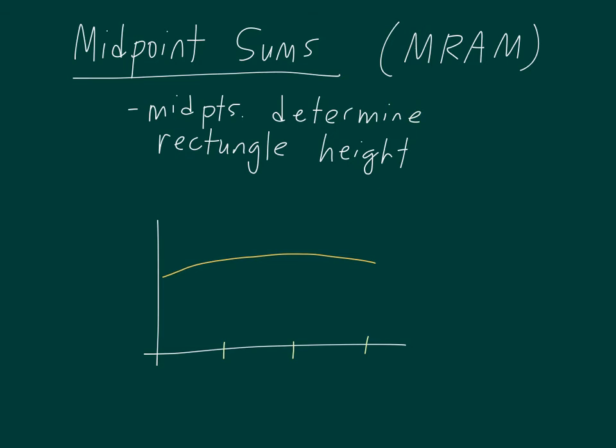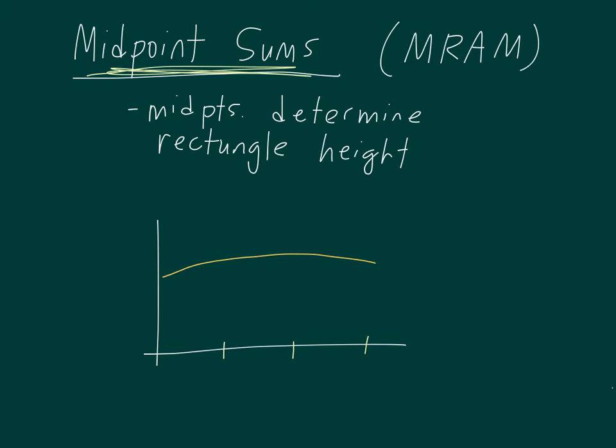The last technique is called midpoint sums. So rather than going up on the left side or the right side to determine our rectangle height, sometimes we're told to use midpoint sums. This is where we're going to look at the midpoint of an interval to determine your rectangle height.